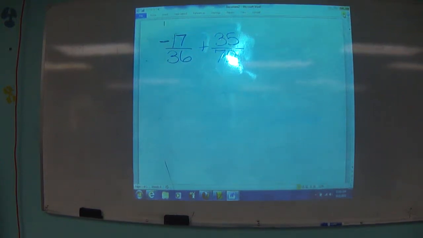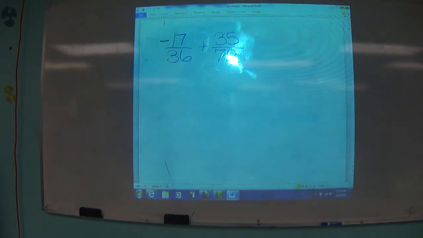To talk about how the Venn diagram works, along with the factoring that goes along with it. So, I've got a strange problem: negative 17/36 plus 35/72. The first thing we have to get in place is what are the factors of the denominators.